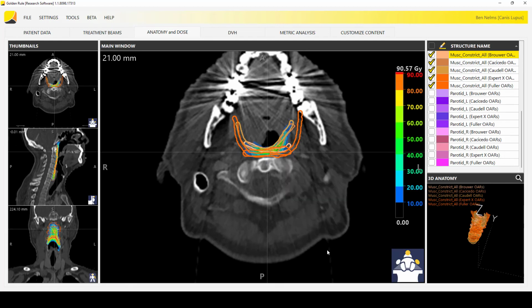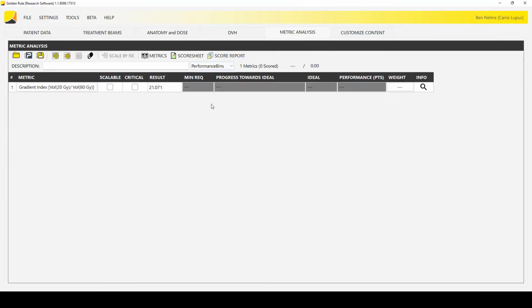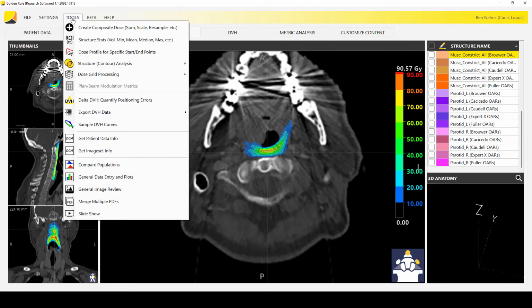But let's do our magic. 21. So the gradient index here is 21, meaning, of course, the volume of 20% agreement is 21 times bigger than the volume of 80% agreement. So extremely high variation. Let's do the histogram of volumes.